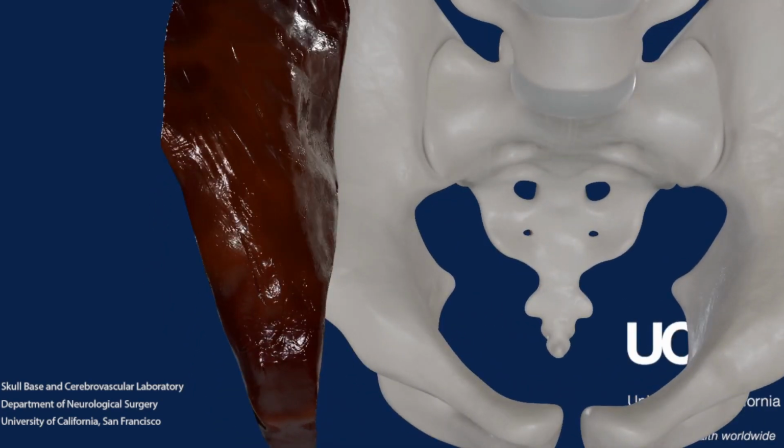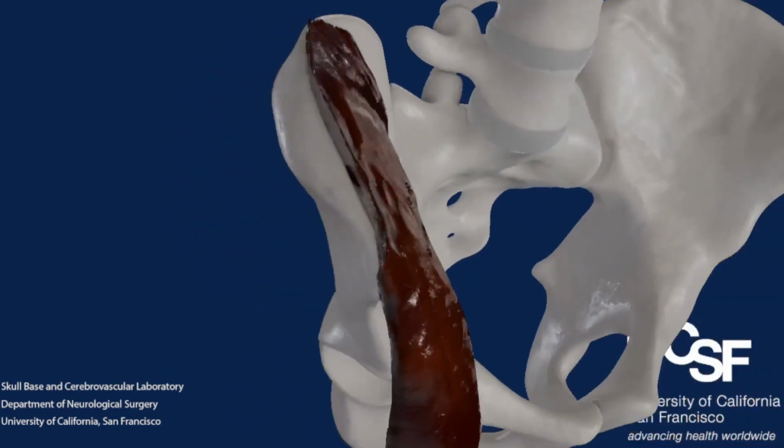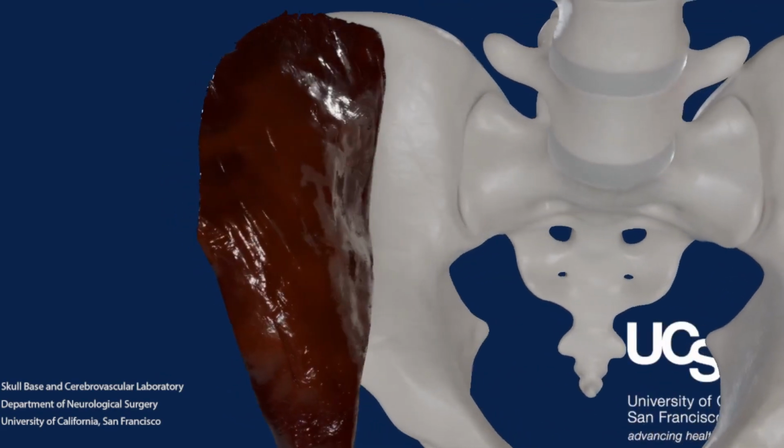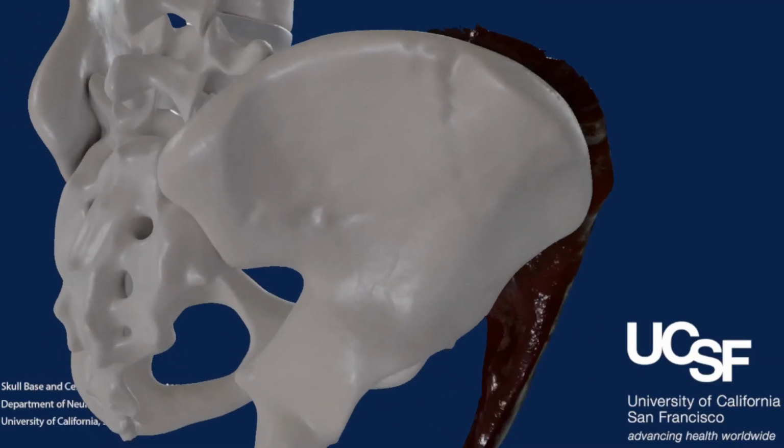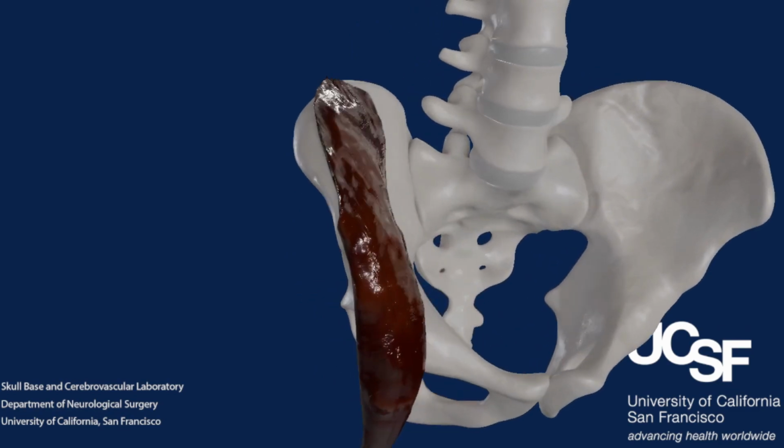And inferiorly, another big muscle that is going to be associated with the stability of the sacroiliac junction is the iliacus muscle.